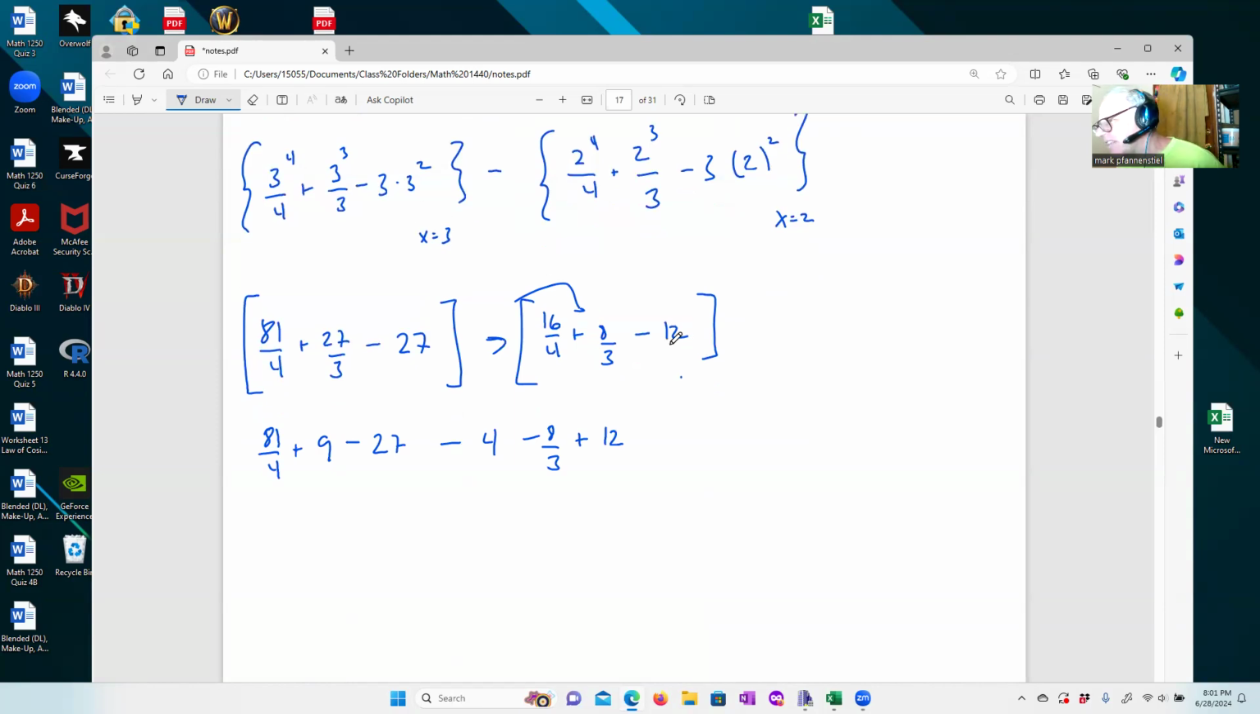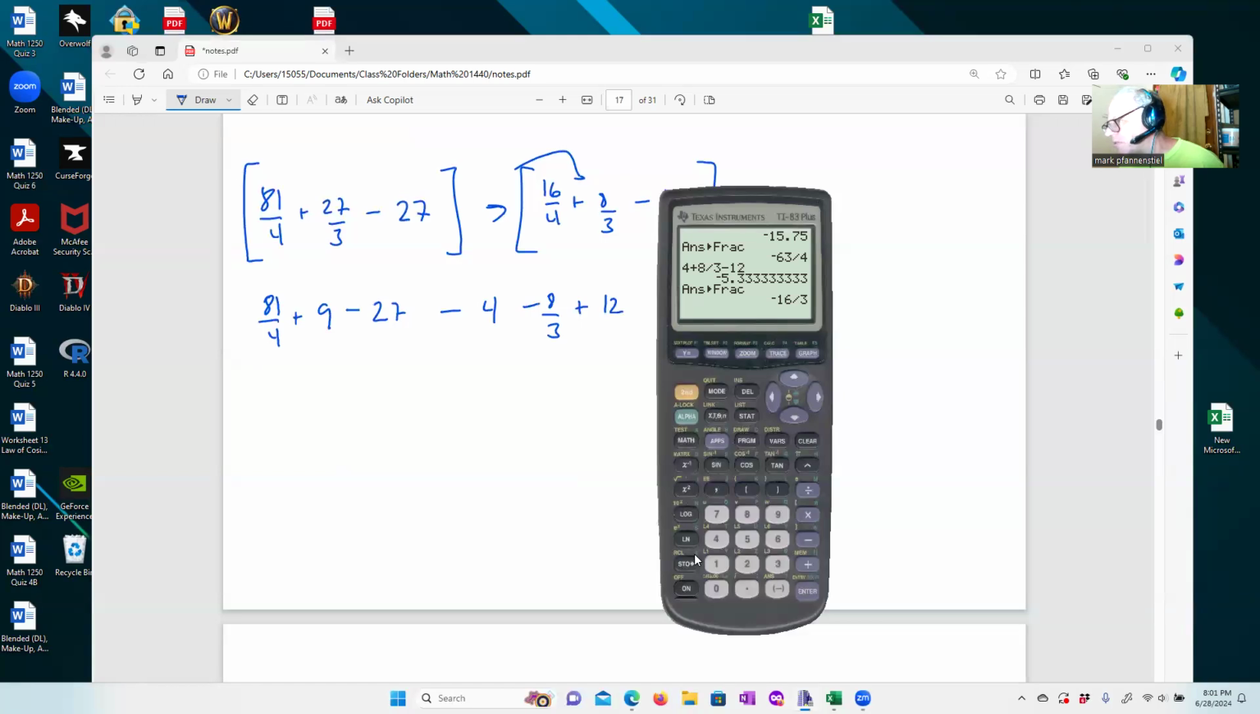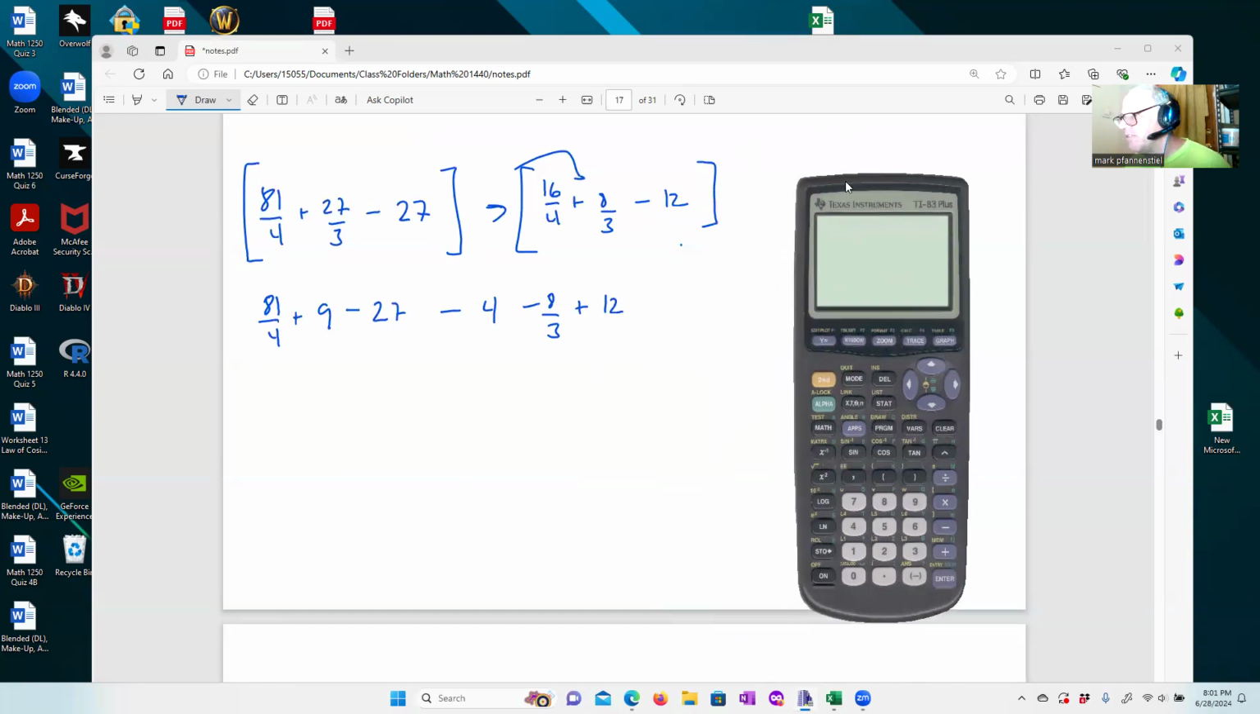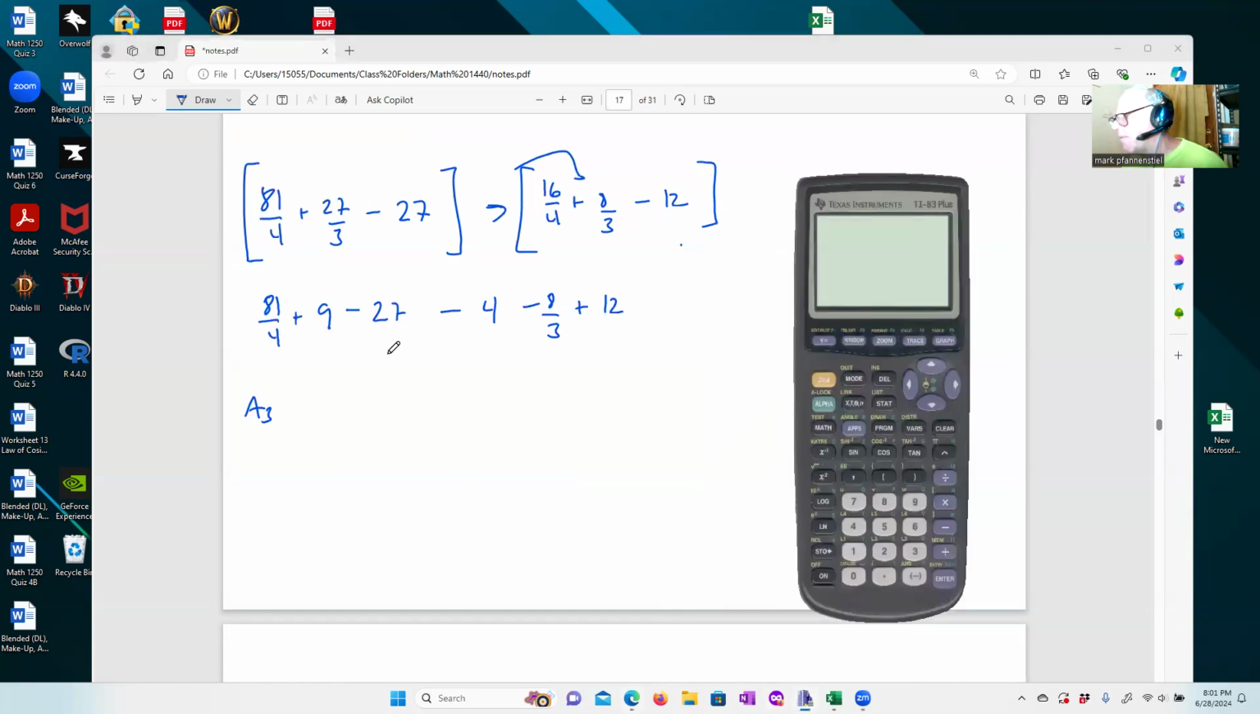I think I'm ready to put things into the calculator now. The calculator can do some of the work. I just urge you to say, don't let it do all of the work because it's easy to lose where we are with all the buttons. This was A3, so this is my third area. So it's really important to remember where we are in our problem.